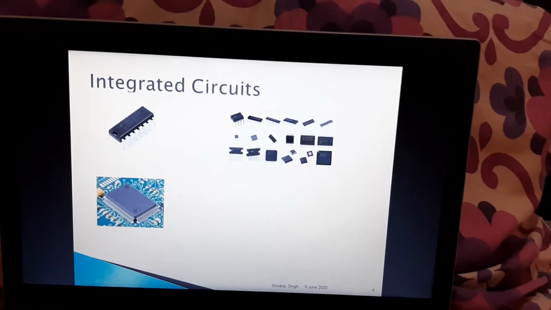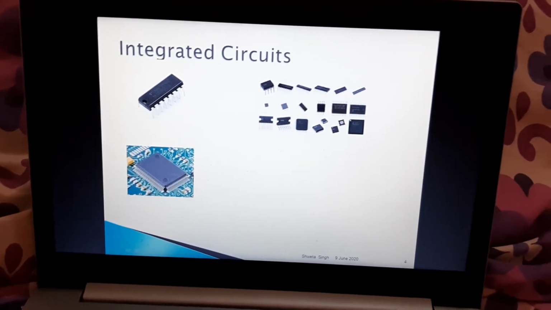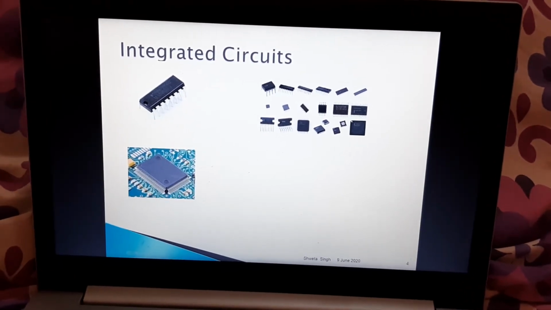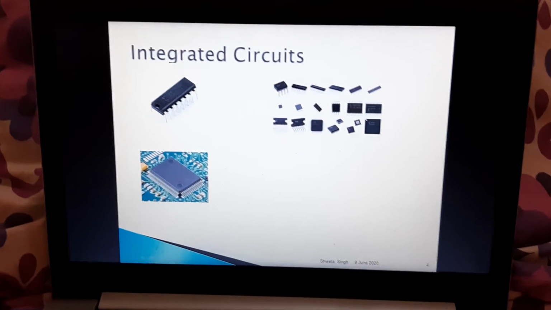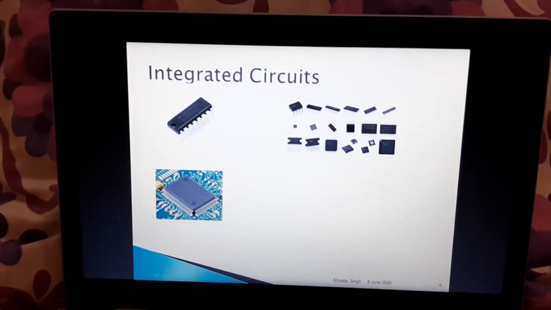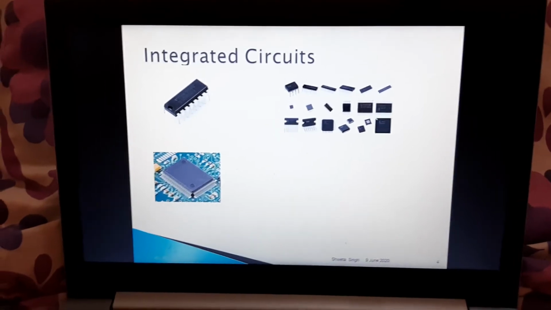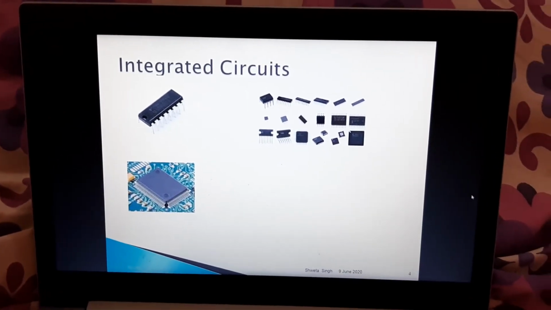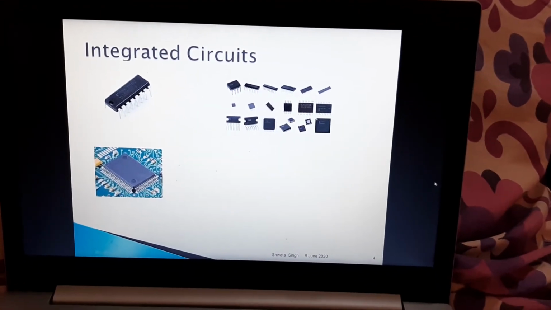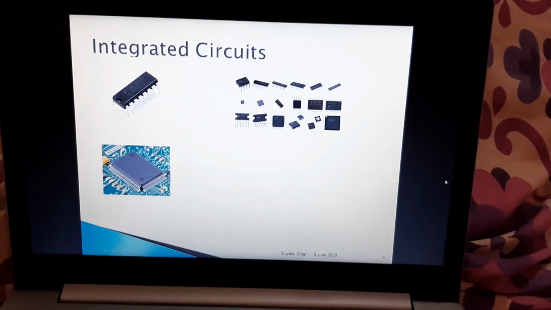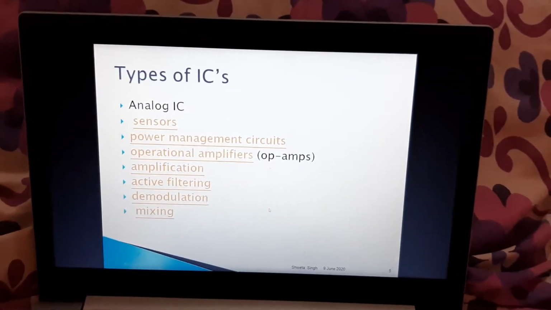But in case of ICs, the components are integrated inside it in a single silicon wafer. All the components are integrated. It cannot be repaired, so if the IC gets damaged, it has to be replaced. It is commonly called IC or chips. The types of ICs are analog ICs and digital ICs.